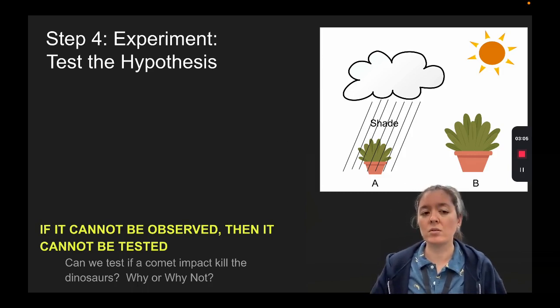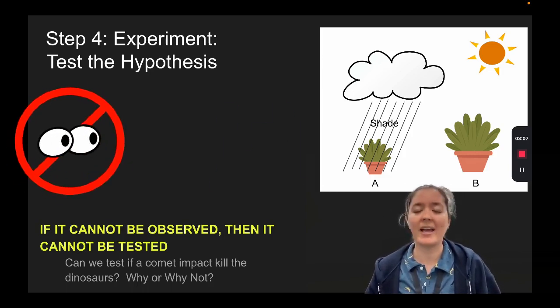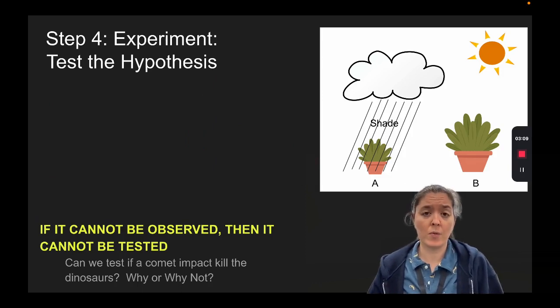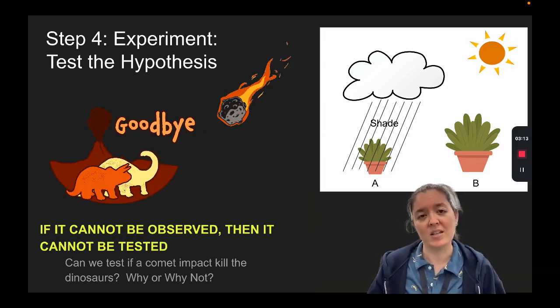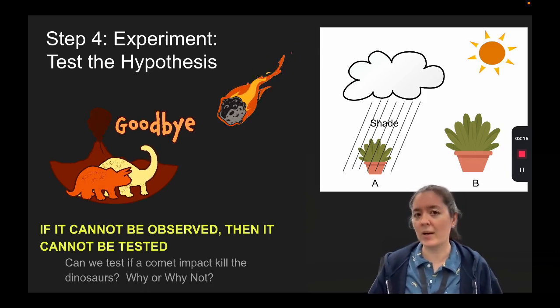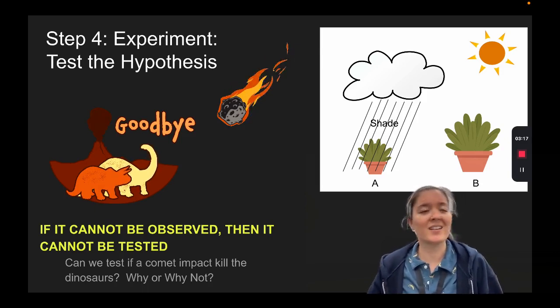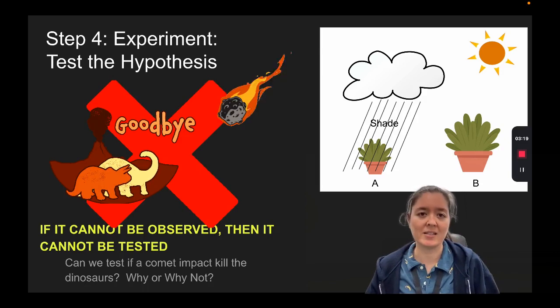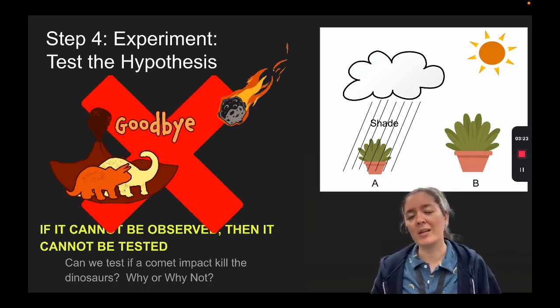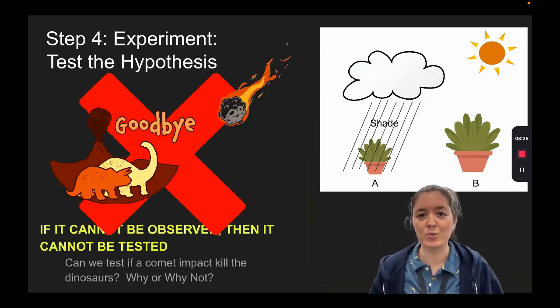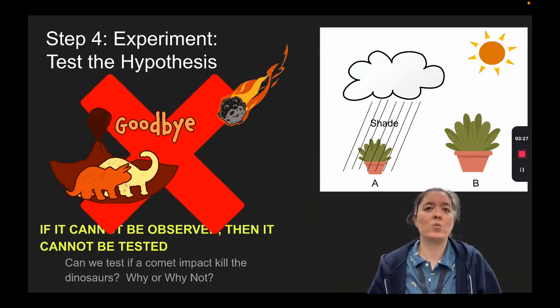Really important to note that if it cannot be observed, then it cannot be tested. So for example, can we test if a comet impact killed the dinosaurs? If so, why? If no, why not? I say no, we cannot test that because we can't observe it. We don't have a time machine. We can't go back to when dinosaurs were roaming the earth to see what killed them all.